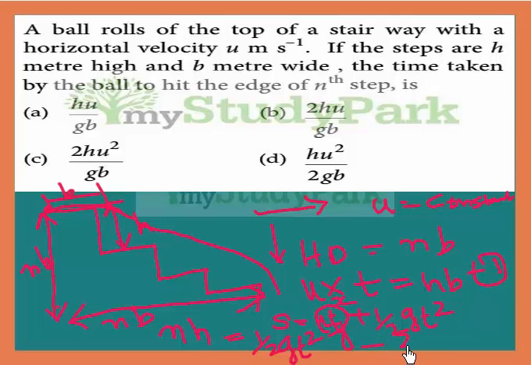Equation number 2: t remains the same because both of them reach the nth step at the same time. So I might have to extend this board here. So here you have nh equals half gt square, and nb equals horizontal velocity u into time t. Horizontal range equals horizontal velocity into time.